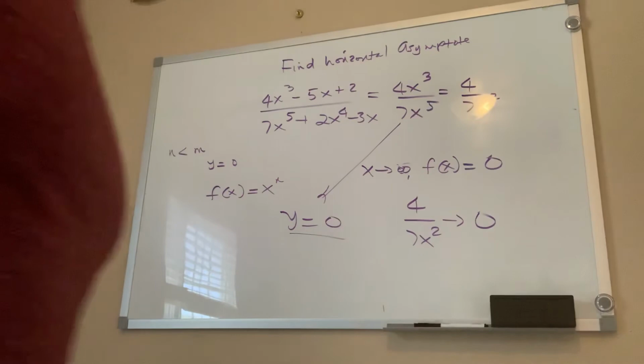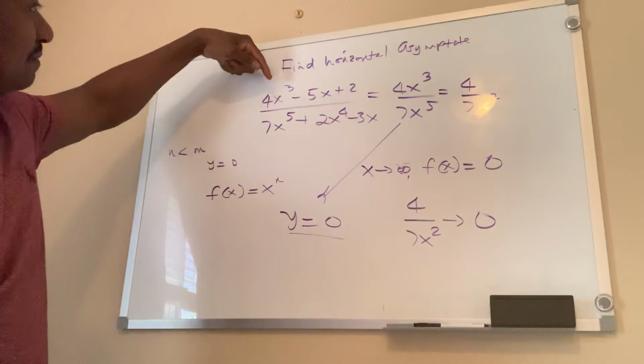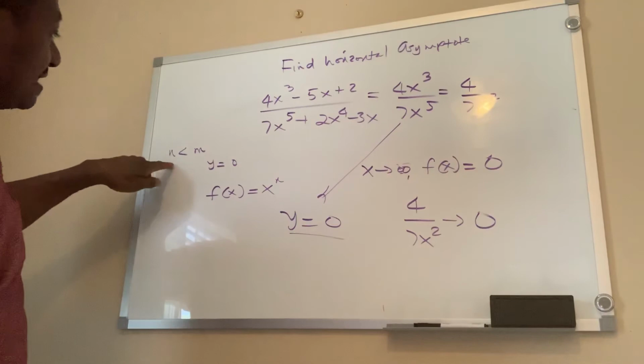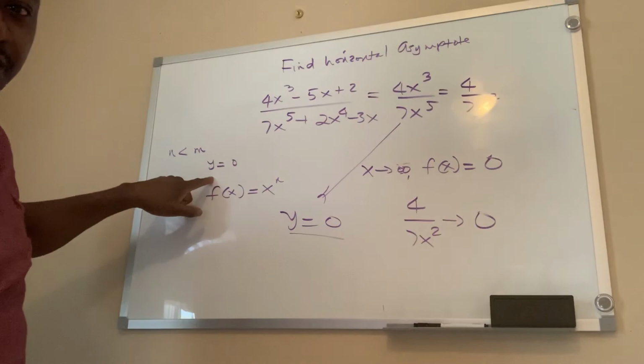All right, so that is how you find a horizontal asymptote. Clearly, we looked at here, the degree of the numerator is 3, the degree of the denominator is 5. Obviously, the degree of the numerator is less than the degree of the denominator. The line y equals 0 is a horizontal asymptote. That's all you have to say, okay?